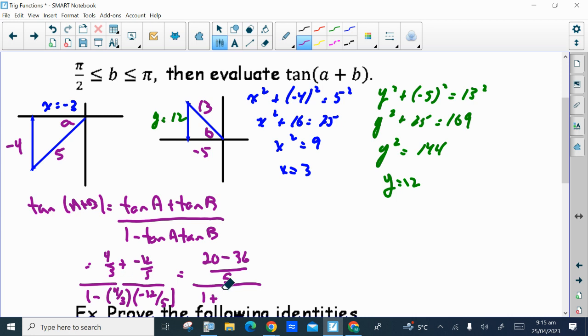4 times 12 is 48 over 3 times 5, which is 15. Now that can be reduced, and we will. But 20 minus 36 is negative 16 over 5. And that'll be divided by, so the 48 over 15, we can divide top and bottom by 3 and get 16 over 5.